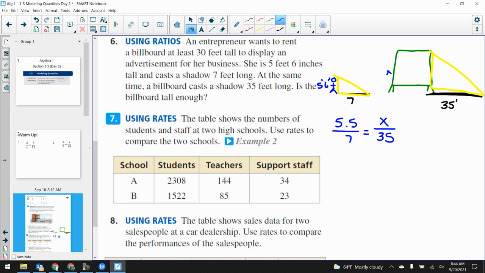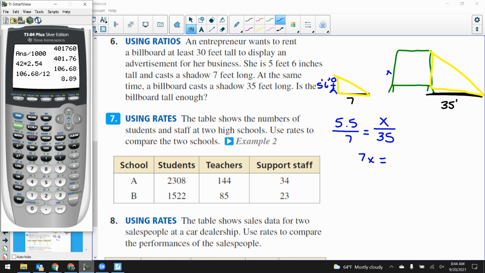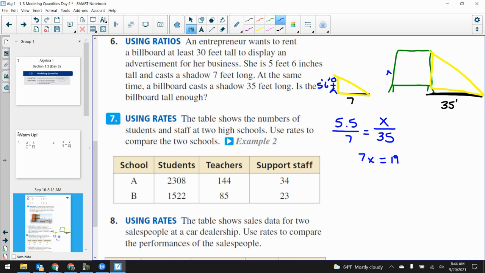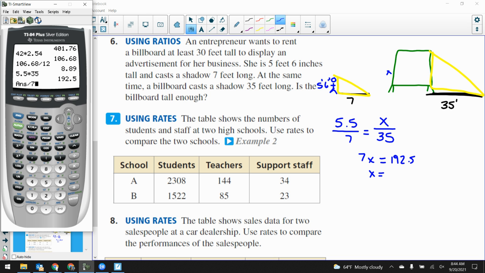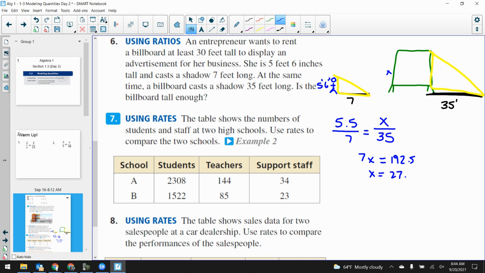So now we cross multiply and divide. 7x is equal to 5.5 times 35. And that gets me 192.5. And when we divide by 7, I get 27.5. So, is this billboard what she needs? No, because it needs to be 30 feet tall, and it actually is only 27.5 feet tall, so we can say definitively, no, this billboard's not going to work.